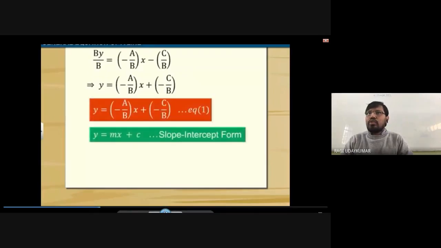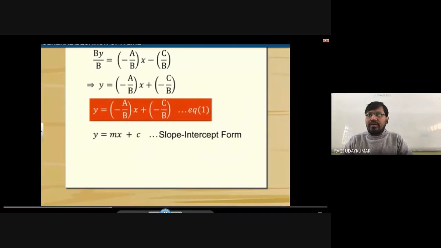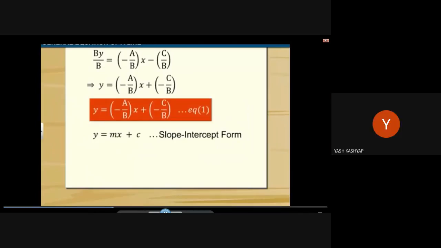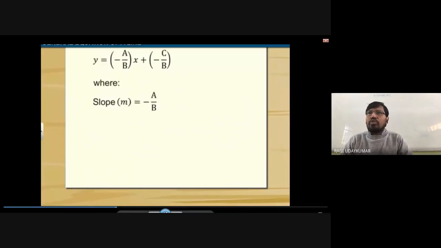Y is equal to mx plus c is the slope intercept form, where the slope is minus a by b and the y-intercept is minus c by b. Okay? Did you understand here? Yes, sir. Okay. So here the slope is equal to minus a by b, and the y-intercept is equal to minus c by b. The y-intercept is nothing but the particular point at which the line intersects the y-axis.